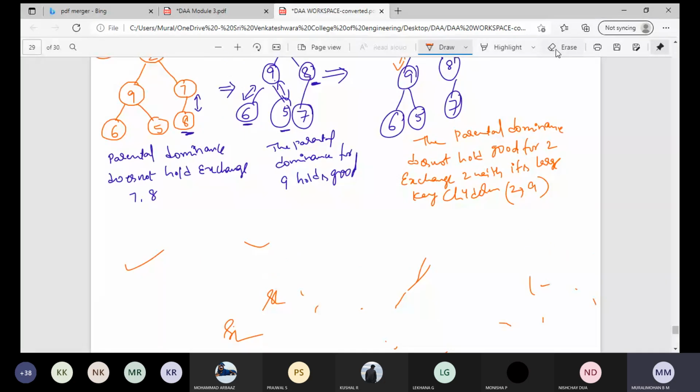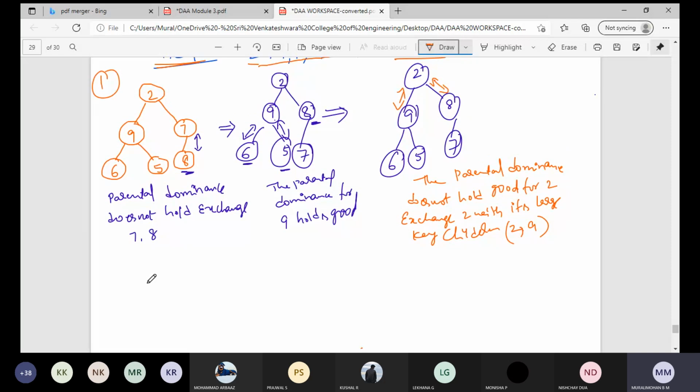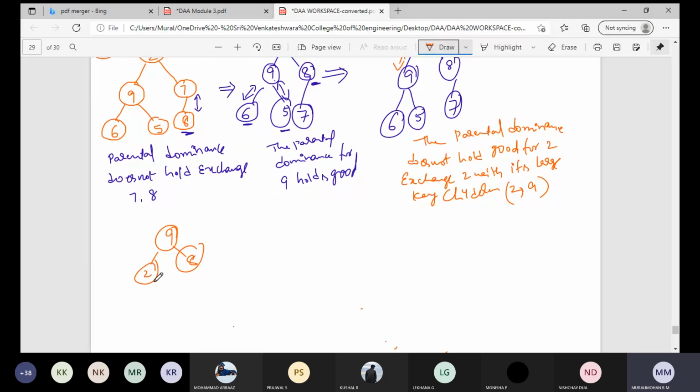Okay, so when we exchange, what will we get? Which tree will we get here? When I exchange, here 9 will be there, here 2 will be there, and here 8 will be there. Similarly, here 6, here 5, and here 7, right?